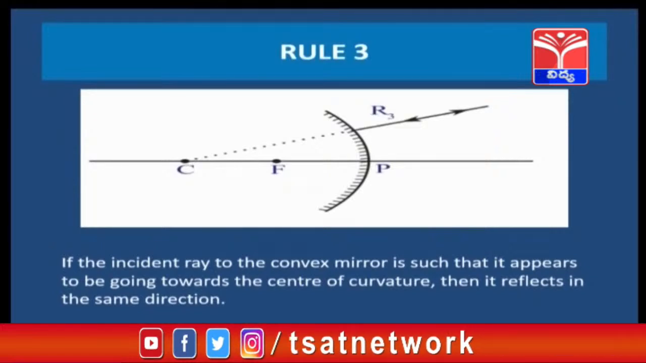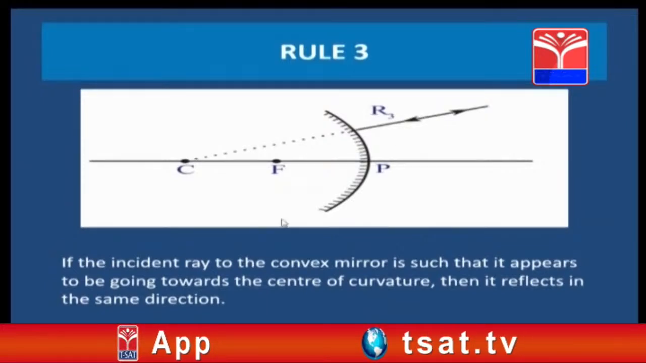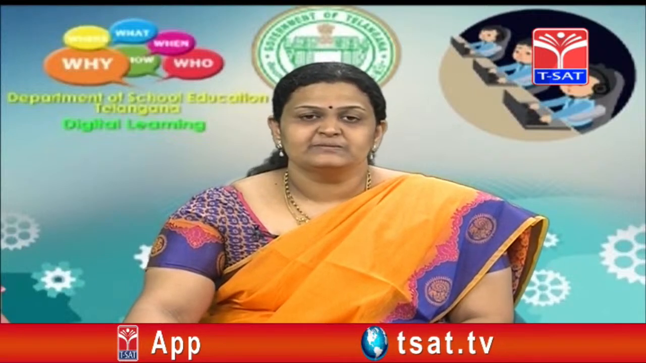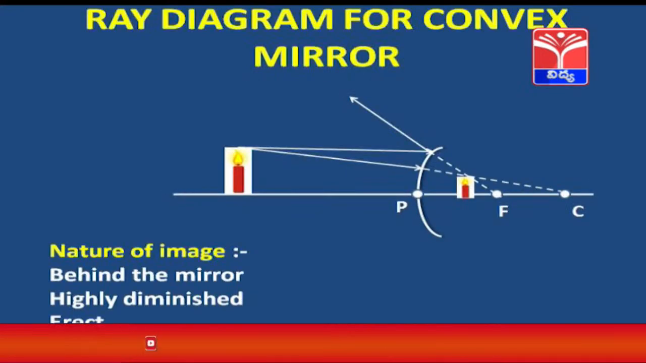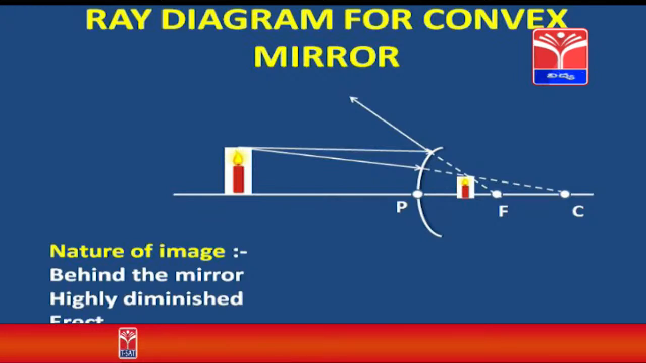So, with the help of these 3 rules, we can draw the ray diagram for a convex mirror. Unlike the concave mirror, the convex mirror has only one option, because wherever we keep the object, it always gives a virtual and diminished image. The convex mirror: principal axis, pole, focus, which you can see, children, is behind the mirror, and the center of curvature. The object is placed at any position.